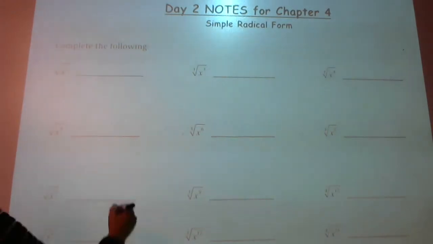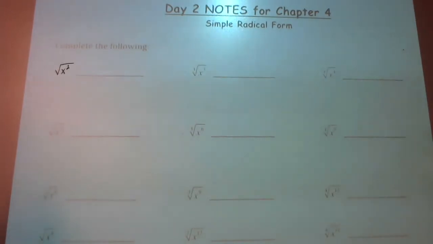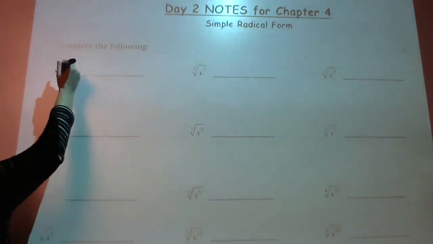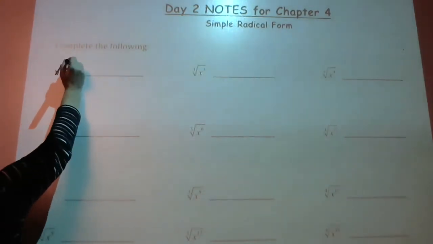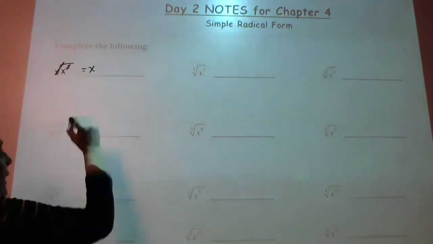So this first one, we have the square root of x squared. Remember, when you are solving problems for x, if you want to undo multiplication, you divide. If you want to undo addition, you subtract. Well, how do you undo an exponent? You square root it. So if you square it, you do a root. And so the square root and the power of 2 cancel each other out, and you're left with x.